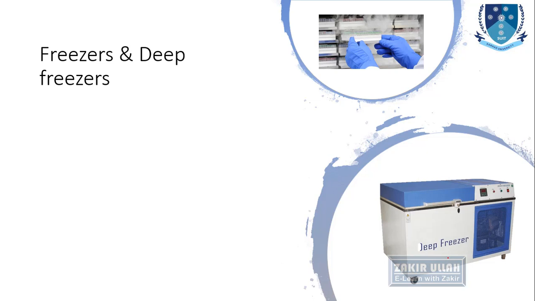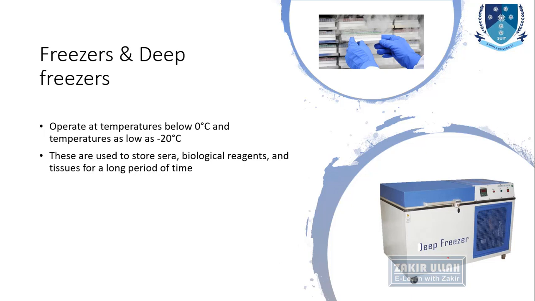Freezers and deep freezers: the freezers operate at temperatures below 0 degrees centigrade, with a minimum of about minus 20 degrees centigrade, and they are used to store different types of serum samples, reagents or tissue for a longer period of time than routine, usually for weeks or months. So freezers are used for this purpose.